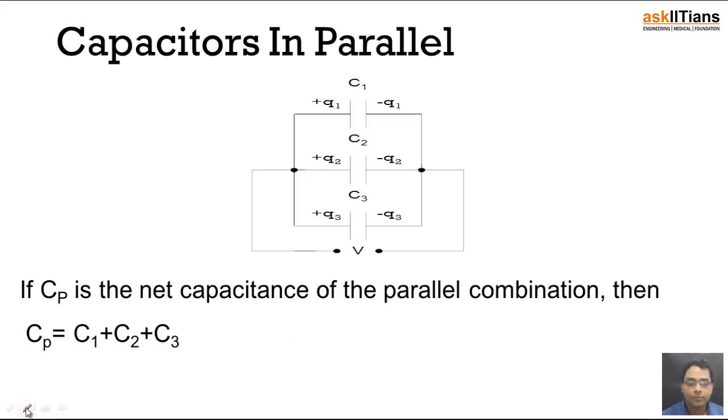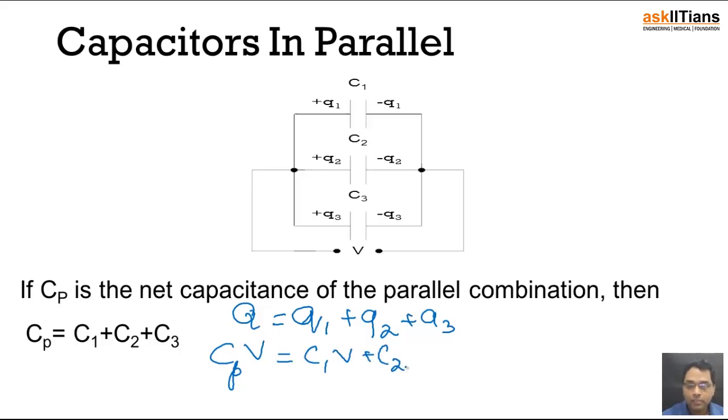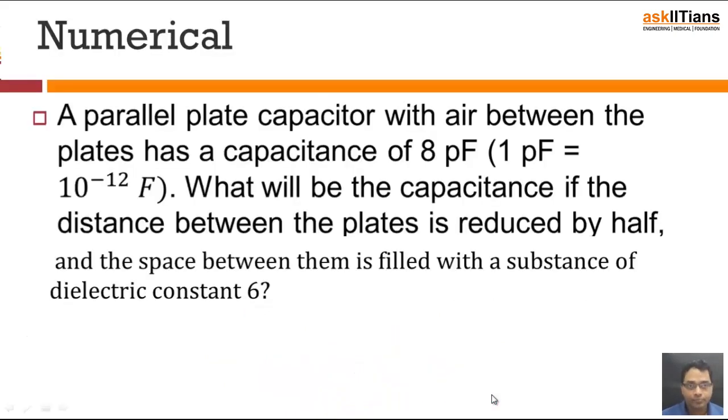Further, if you have to understand how exactly it works in parallel, you can see that the charges are going to be added up because the potentials are the same. So if the charges are going to be added up, we'll say the net charge is going to be equal to Q1 plus Q2 plus Q3, right? But Q is what? C into V. So we can say the net capacitance is Cp, let's say, into V. That's going to be equal to C1 V plus C2 V plus C3 V. So if I get rid of the factors V, we'll get Cp equal to C1 plus C2 plus C3. So this is the net result that we'll get.